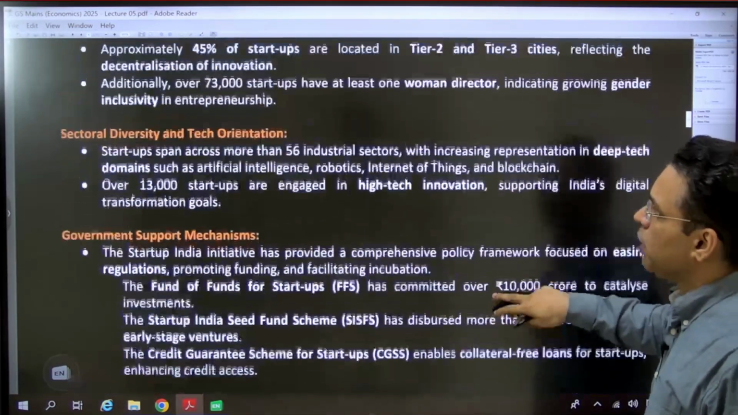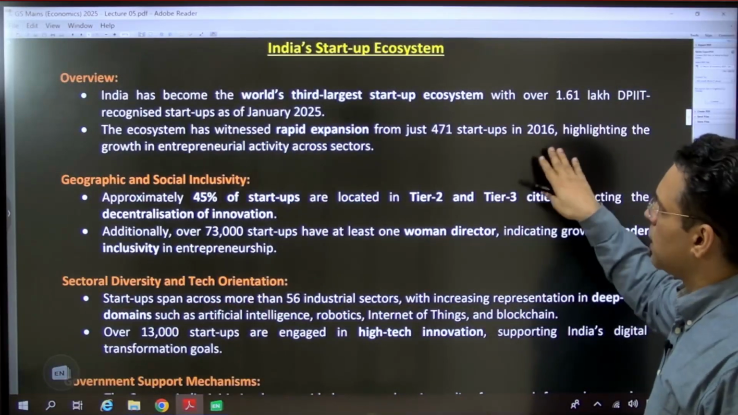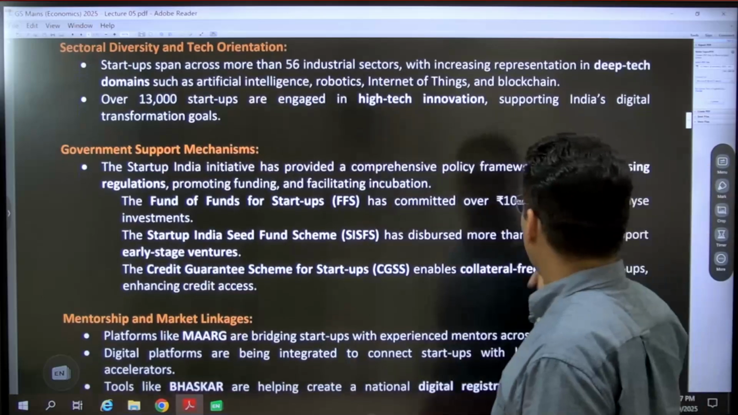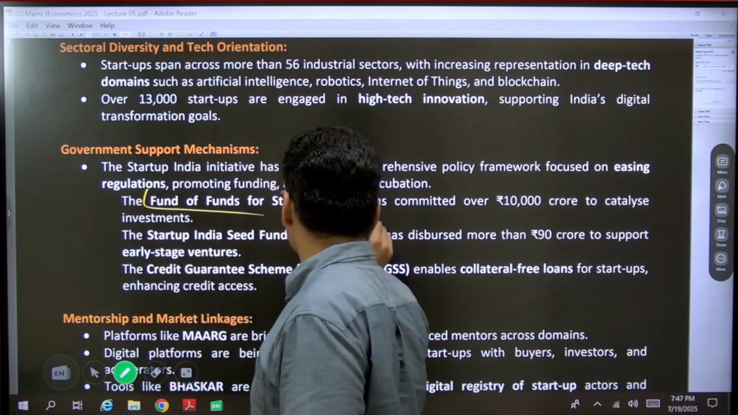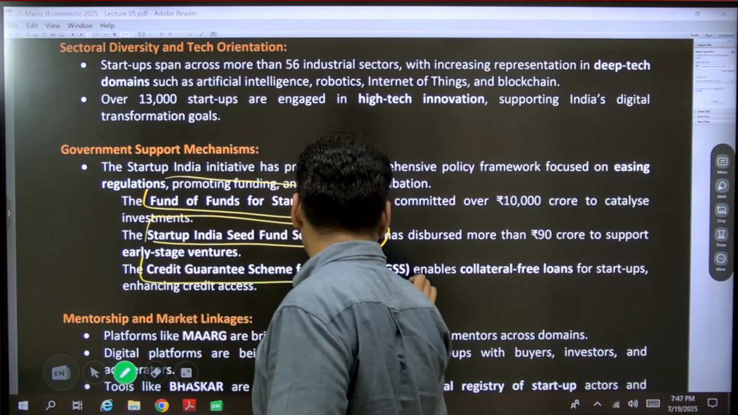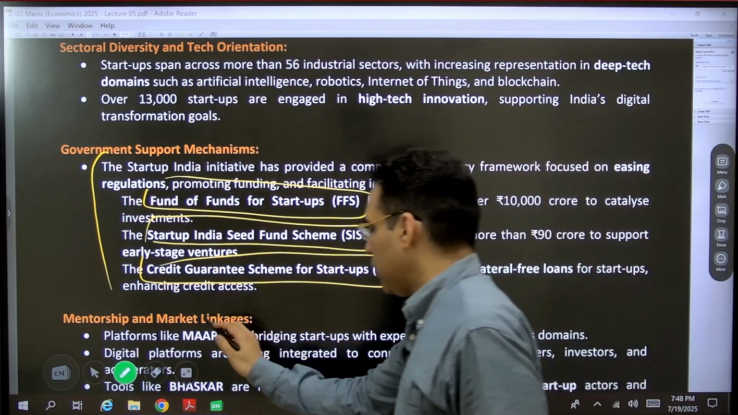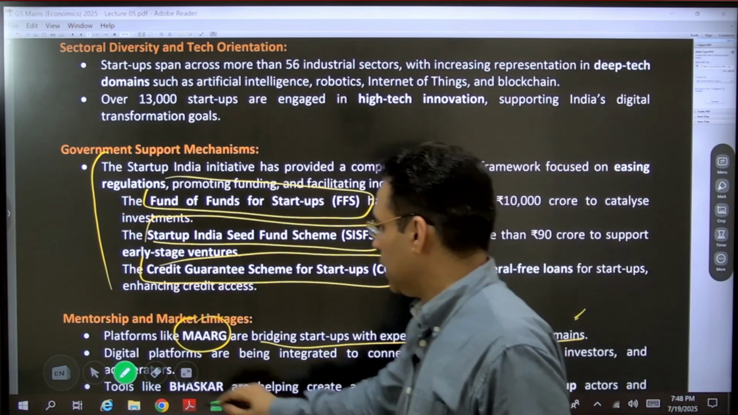Now let's see data. Now we have how many startups? 471 startups that have been started. And one more thing, what are the policies here? Now policy here is very clear. The Fund of Funds for startups, Startup India Seed Fund Scheme, Credit Guarantee Scheme for startups. Now these schemes can be used in your answers. Platforms like MARG for bridging startups with experienced mentors across domains.